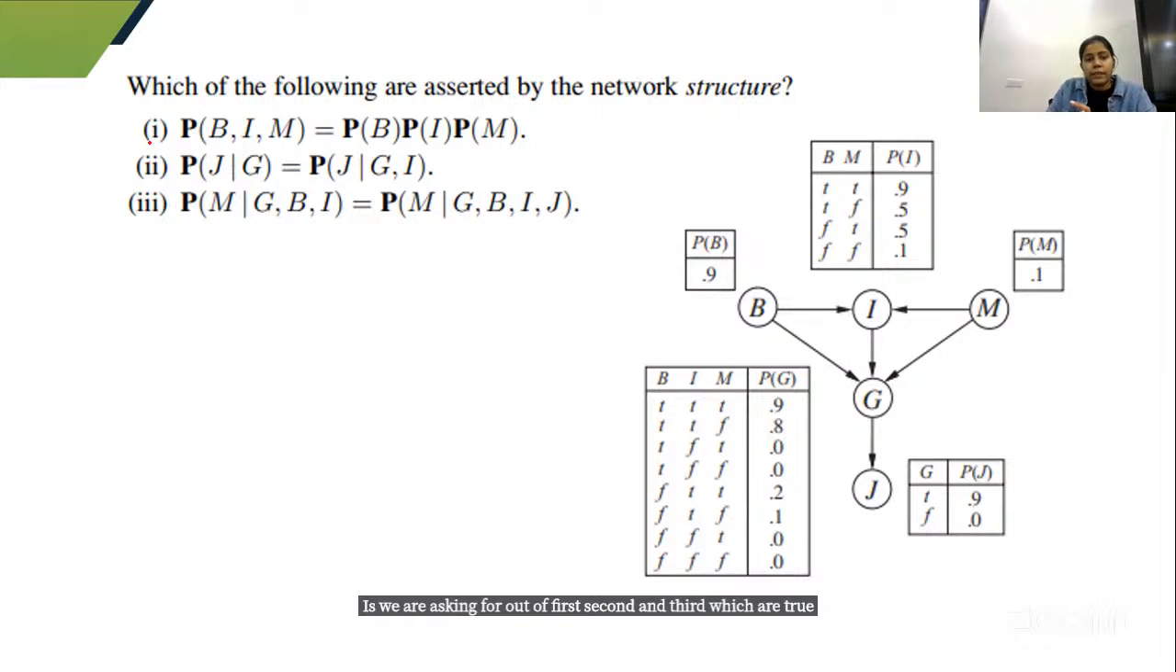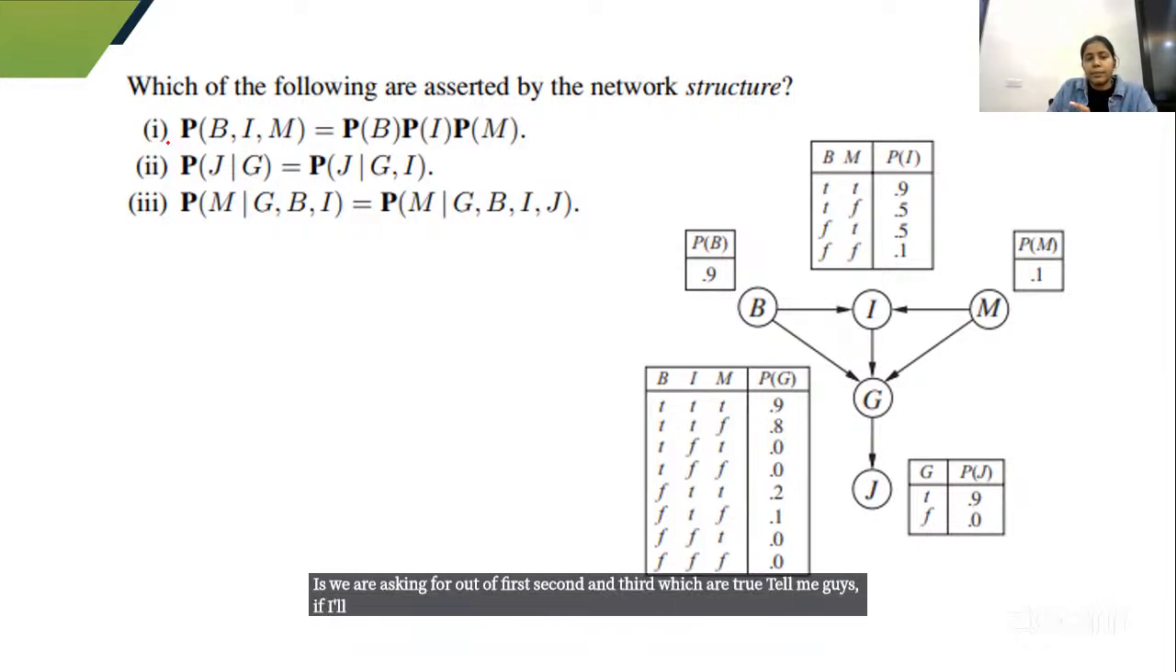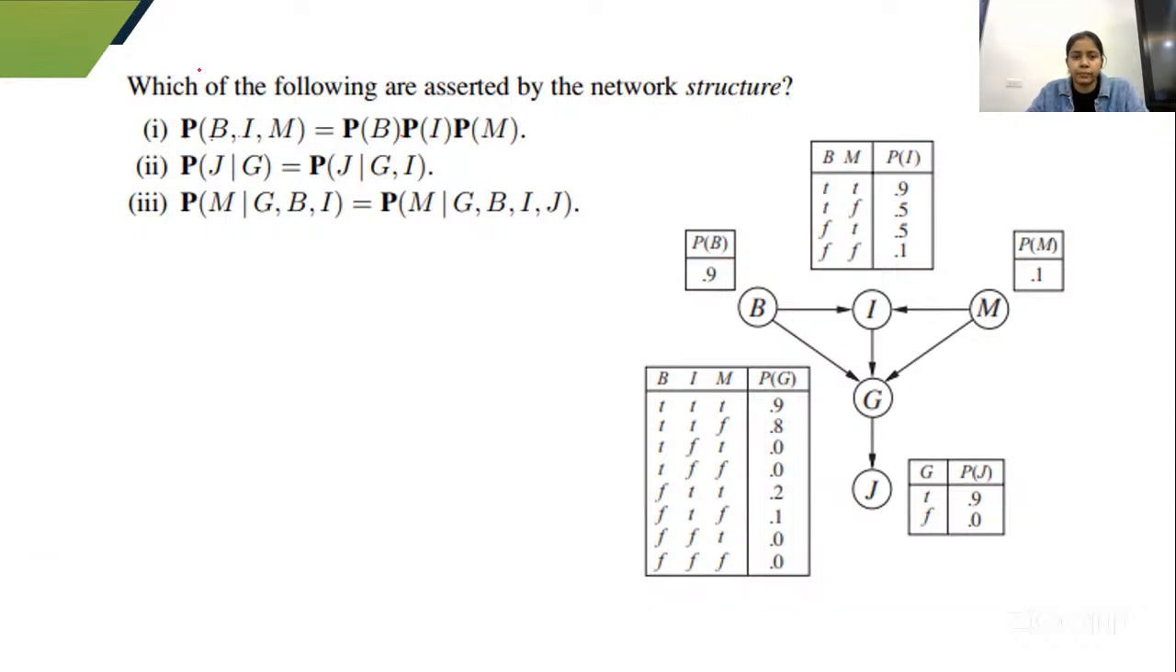Tell me, guys, if I talk about the first, probability of B, comma I, comma M is given as probability B, probability I, probability M. Is this true? B, I, and M. Would it be true? First part, guys, would it be true? No. Everyone, the first is not true. It is false, right?